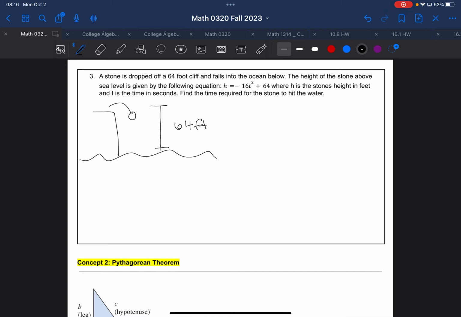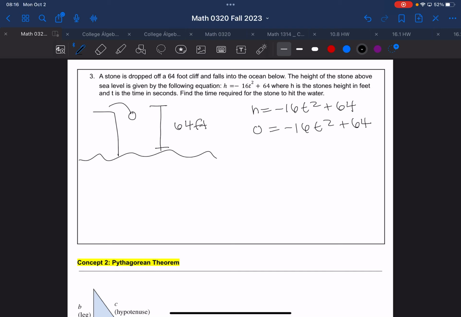Okay. So we have the equation here. H is equal to negative 16t squared plus 64. It wants us to find the time where the stone hits the water. So when the stone hits the water, what is the height above sea level? So once our rock gets all the way down to here, what's the height? 0. So we're going to be plugging in 0 in for which variable? H or T? H, because that H is the height. So we have 0 is equal to negative 16t squared plus 64.